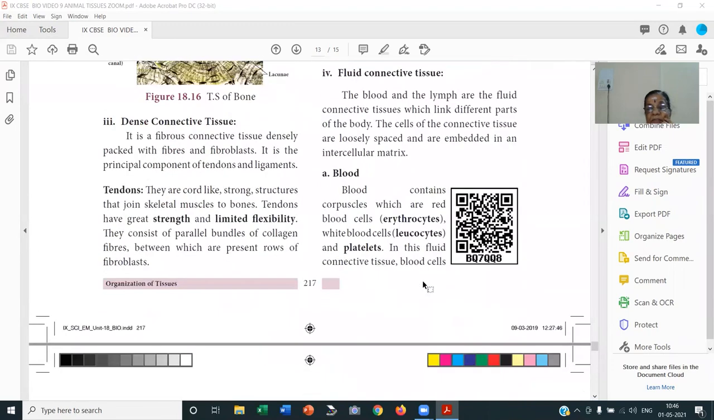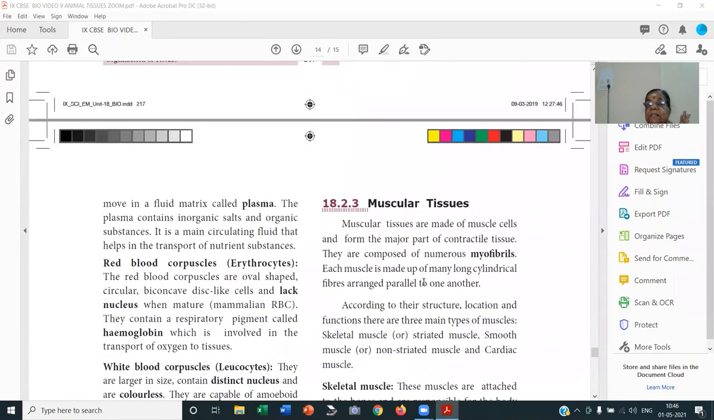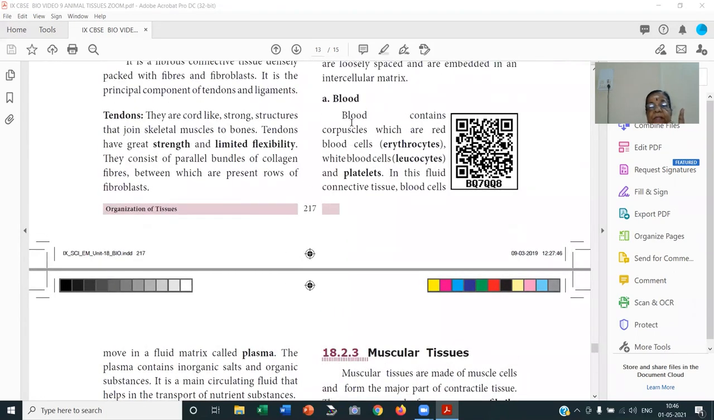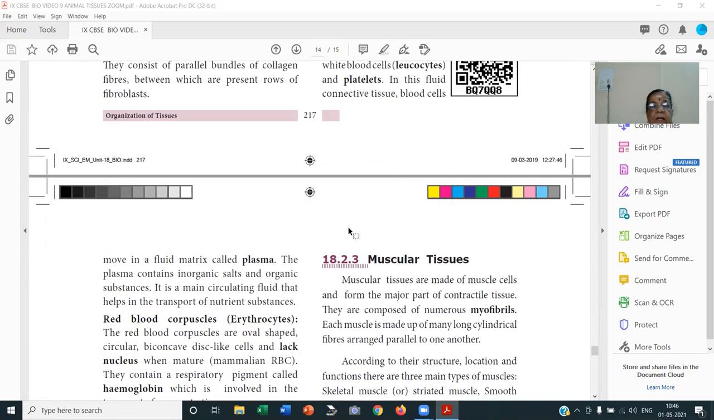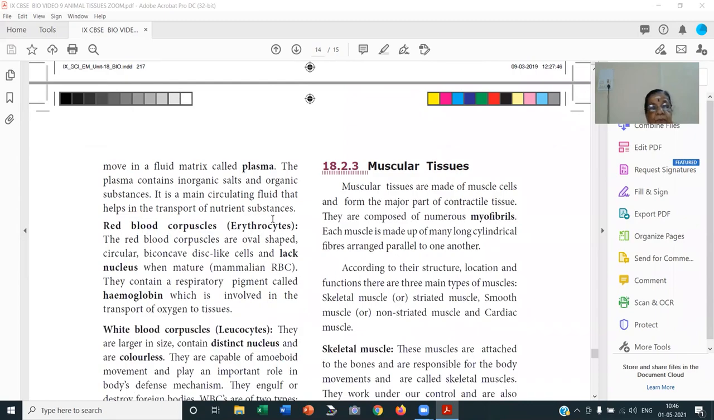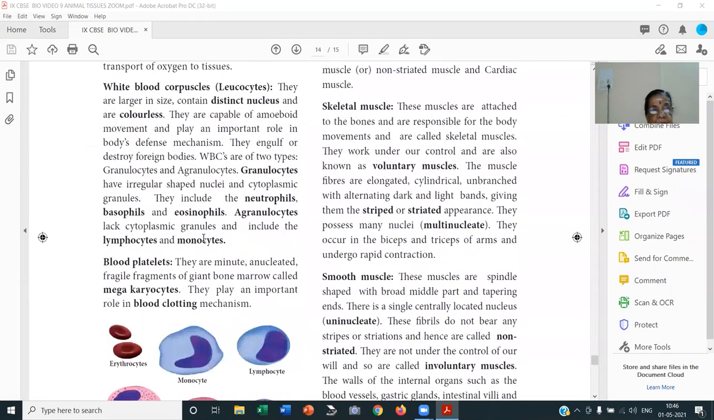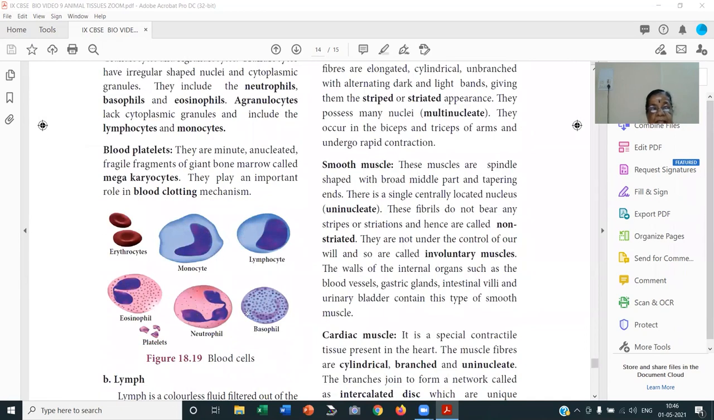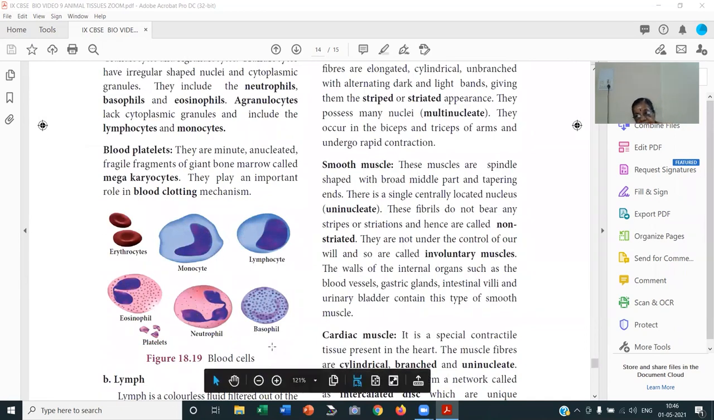Then fluid connective tissue we have learned in detail as RBC, WBC, and platelet. Even in the answer, please learn. Blood contains corpuscles which are RBC, erythrocytes, leukocytes, and platelets are thrombocytes. Right? You have to learn fully RBC, WBC, platelet in time. This is the brief answer. You will learn from here. I hope you understand.